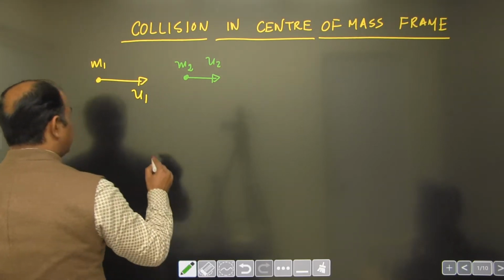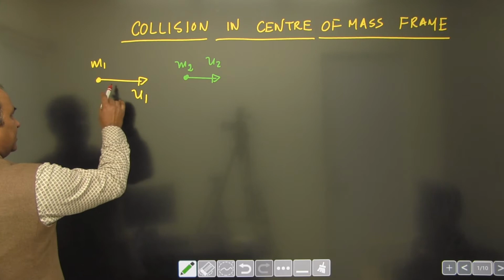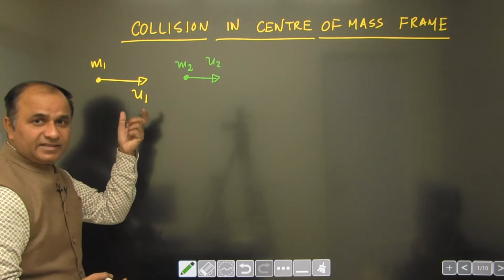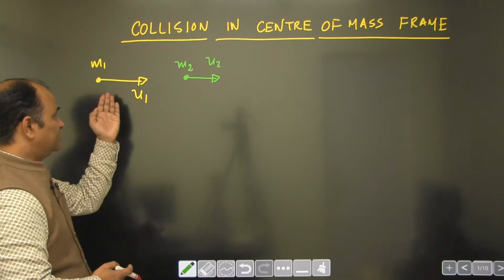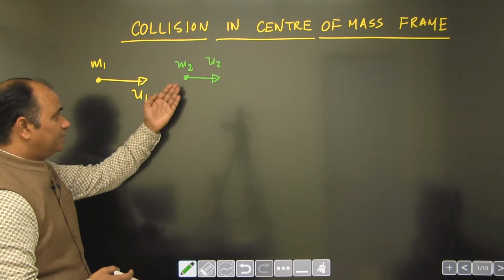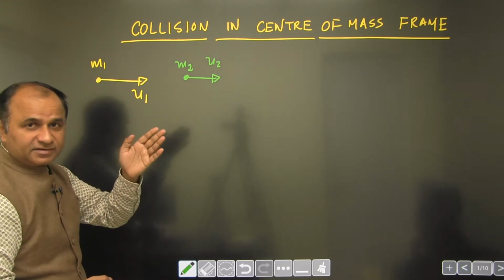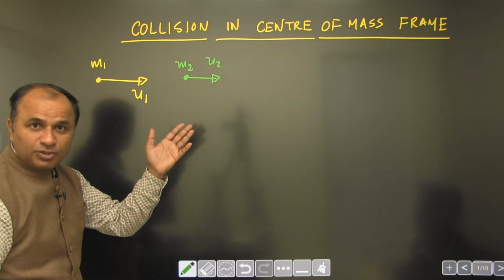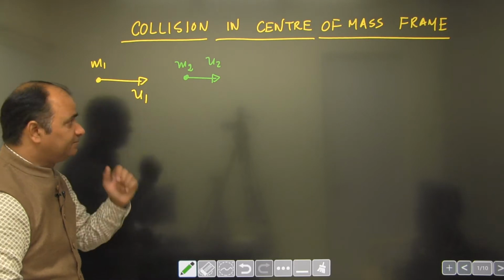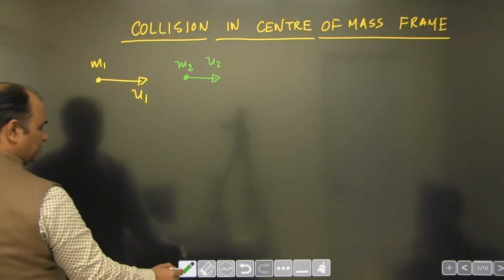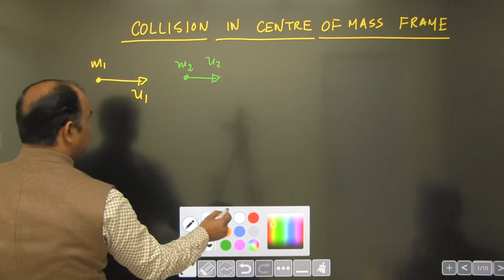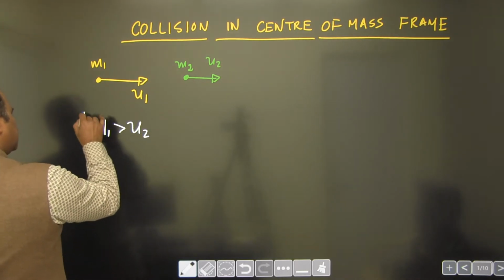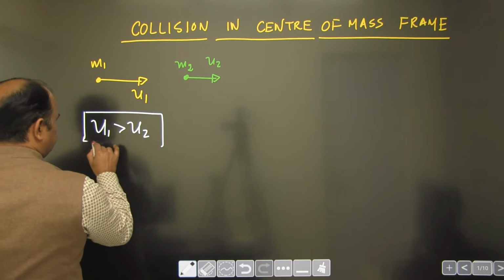Now we see that the vector shown here, u1 vector, is shown a bit greater in length. This means the speed of the rear particle that is moving behind the first one is greater. So when the speed of this particle is greater, collision will take place surely. So we see that u1 is greater than u2. This means collision will surely take place of these two balls.